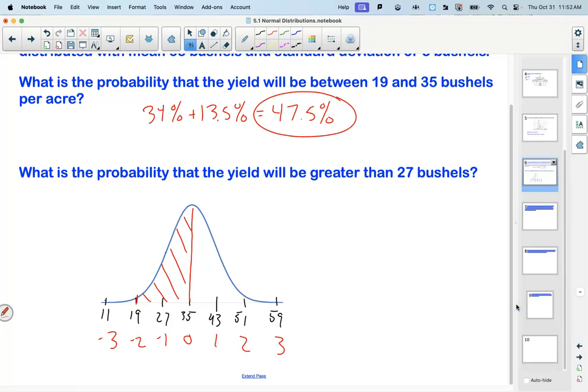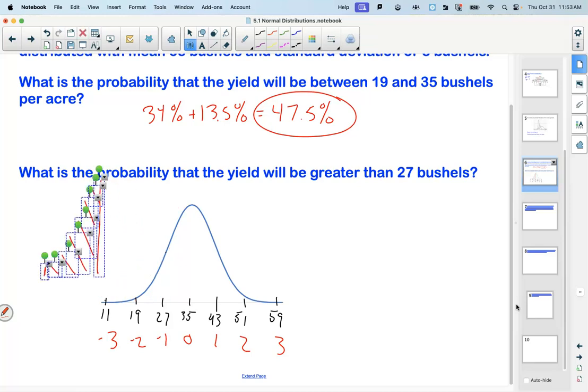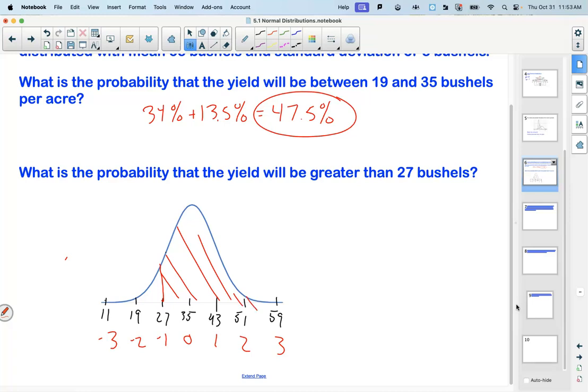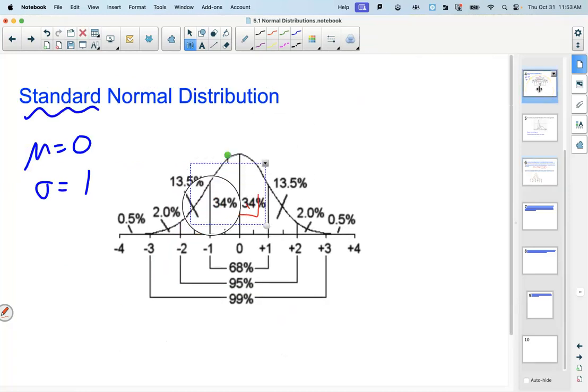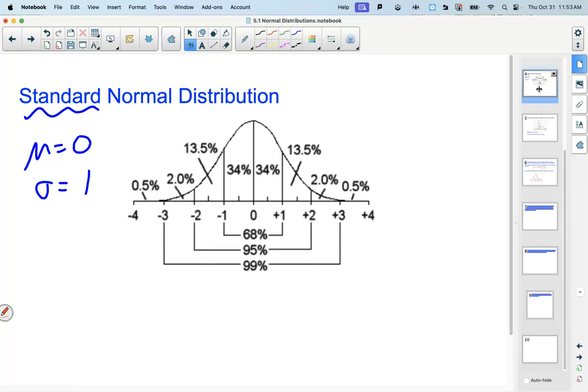Next question. What's the probability the yield will be greater than 27 bushels? Let me get rid of this. All right, 27. Greater than. That's all of this, isn't it? It corresponds from -1, not to 3, but all the way to the right. So -1, all the way to the right, past 3, past 4. Remember, that never ends over there. So how am I going to figure that out?